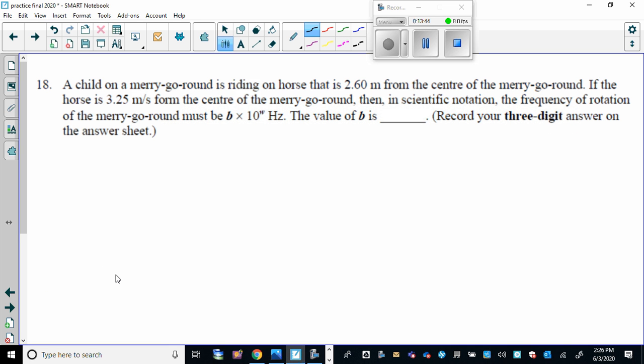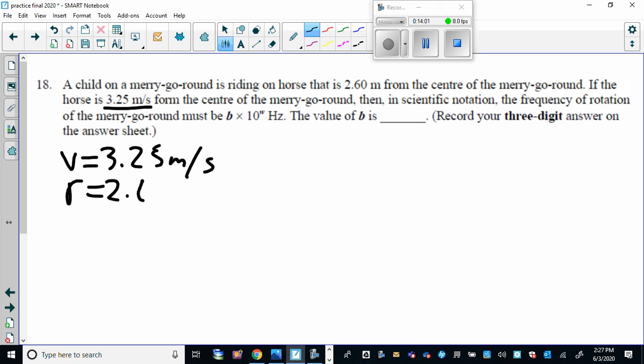Okay, 18, 19, and 20. Can we get through these? Let's do it. A child on a merry-go-round. Now, this question again has some typos in it. It's just saying that this is the velocity, so you're dealing with circular motion. This is the velocity, and this is the radius. The one on D2L has the mistakes corrected.